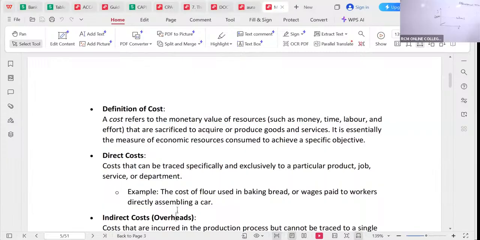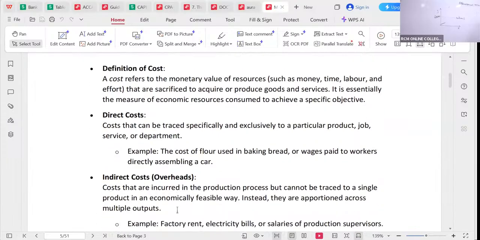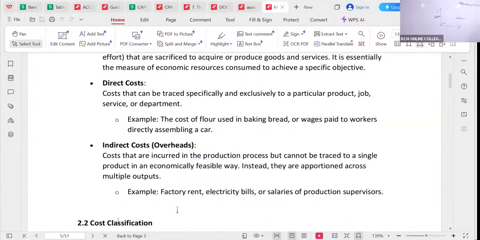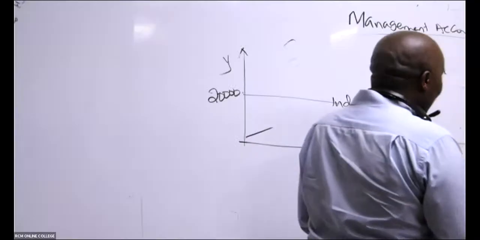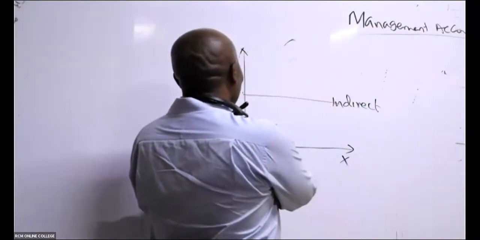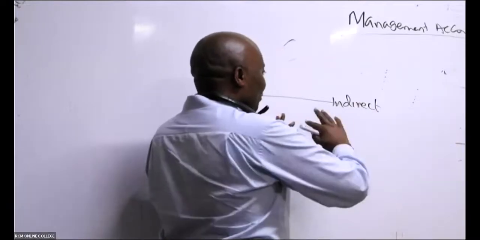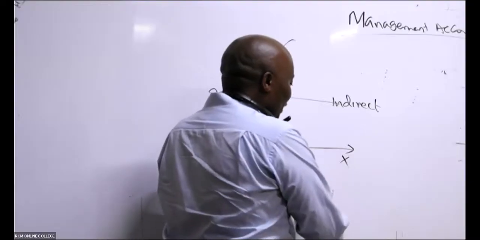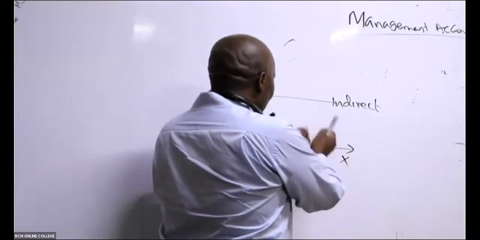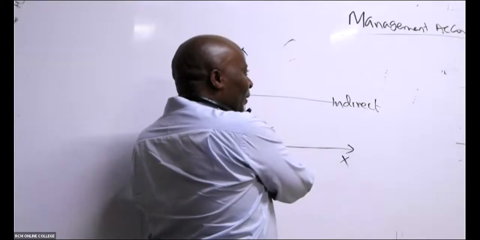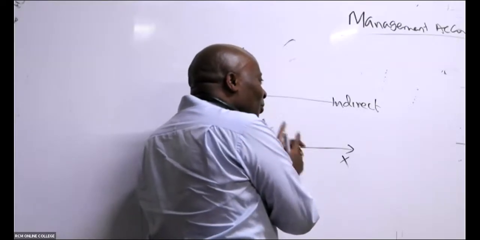Indirect costs are what we shall be calling overheads. These are costs that are incurred in the production process, but cannot be traced to a single product in an economically feasible way. Instead, they are apportioned across multiple outputs. So in this case, for example, if you're paying rent of 20,000, you can't say that this 20,000 was paid by this student. You guys put together this money in the form of school fees, and from that particular bucket, we pay the rent.